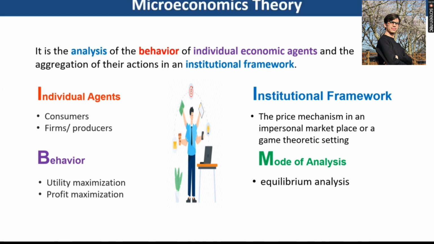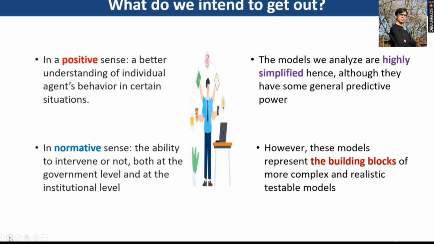So now, let's talk about what we intend to get out of this course, out of this microeconomics theory. In a positive sense, we are going to have a better understanding of individual agents' behavior in certain situations. In different situations, how consumers behave to maximize their utility, and how producers behave to maximize their profit. We just try to understand the situation. In different situations, how they behave, how they change their behavior, how they change their actions, how they change their strategies.